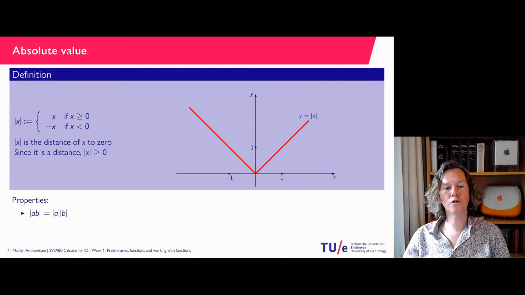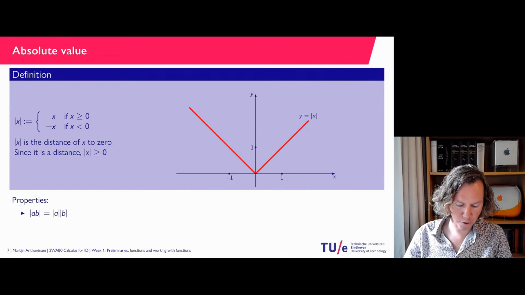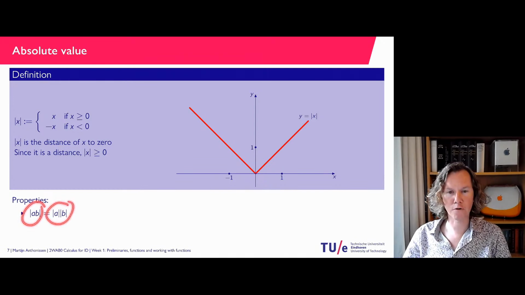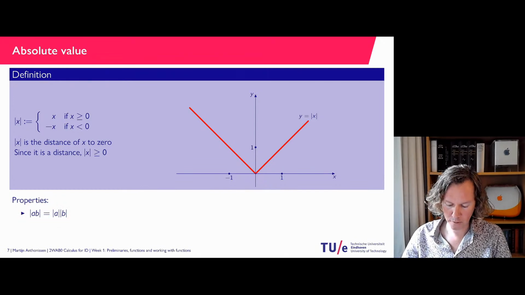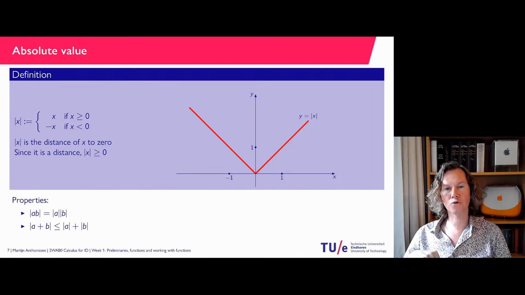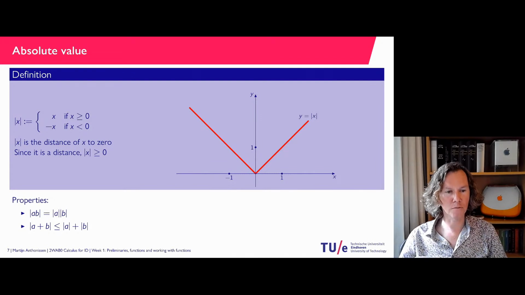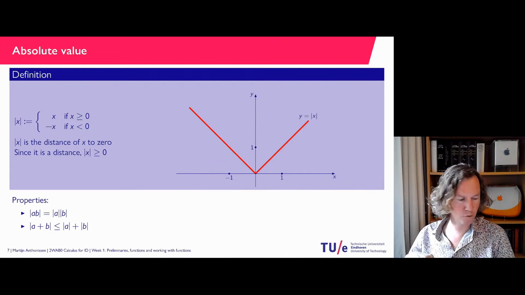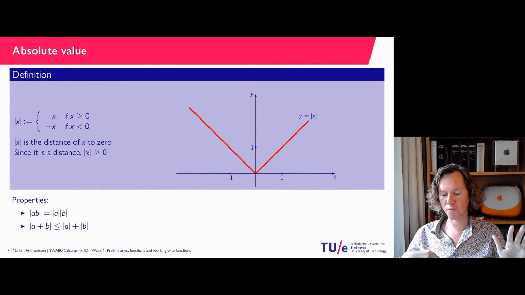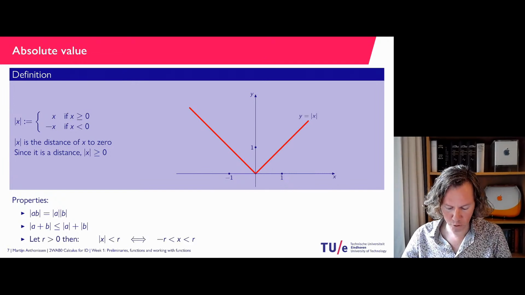So properties: if you have two numbers, then the absolute value of AB is the absolute value of A times the absolute value of B. And you can also show that if you have two numbers, then the absolute value of a plus b is less or equal absolute value a plus absolute value b. I assume you've seen this before, so I'm not going to spend a lot of words on that.